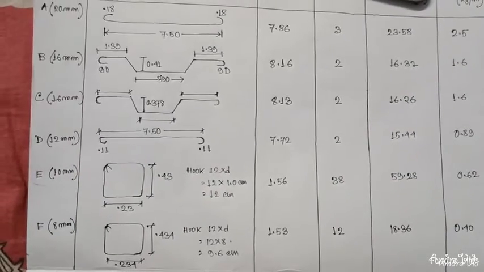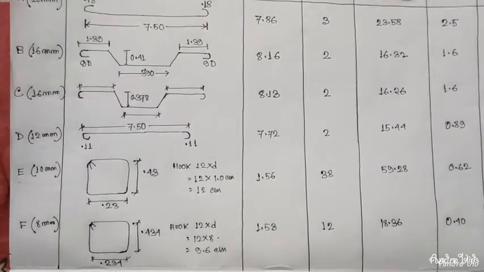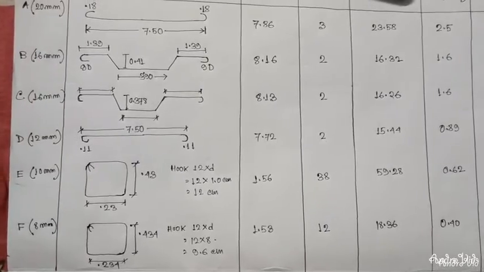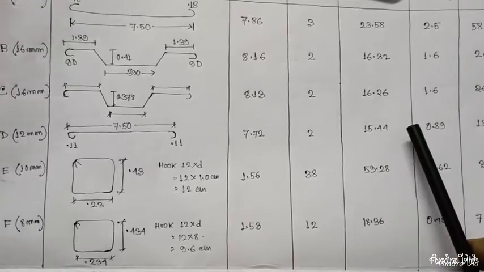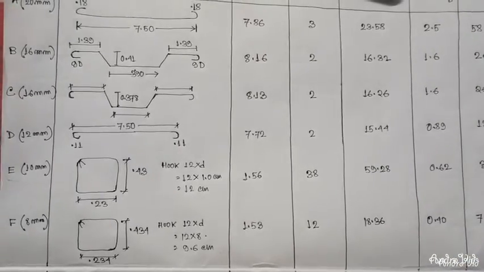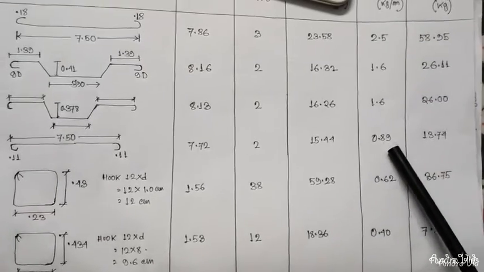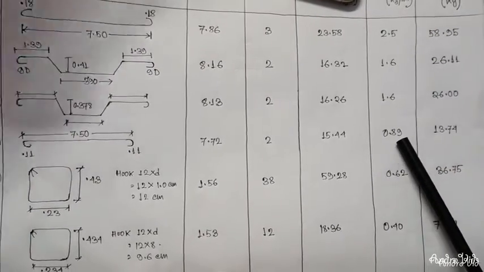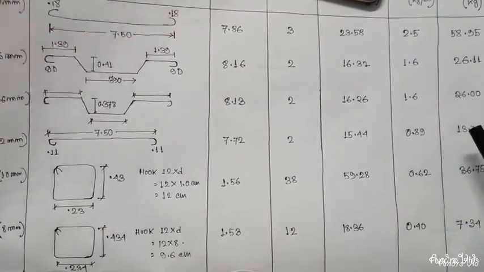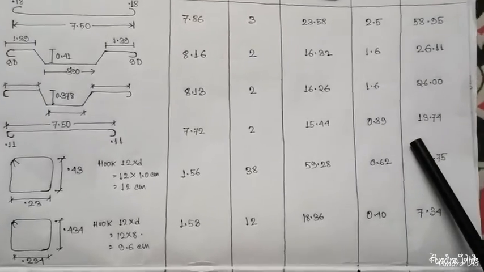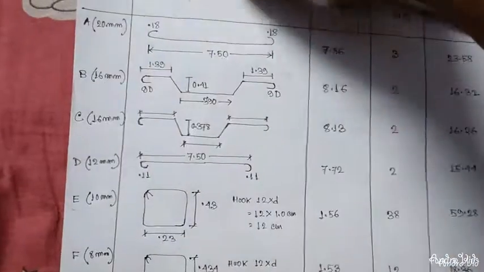The total number of anchor bars as per the problem is 2, and so the total length of this anchor bar is 15.44 meter, and the unit weight provided in our problem for this type of bar is 0.89 kg per meter. So the total weight of this anchor bar is 13.74 kg.